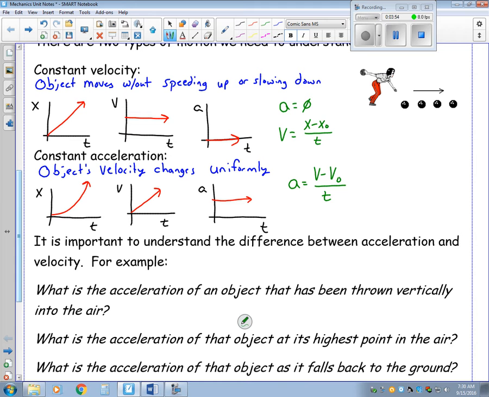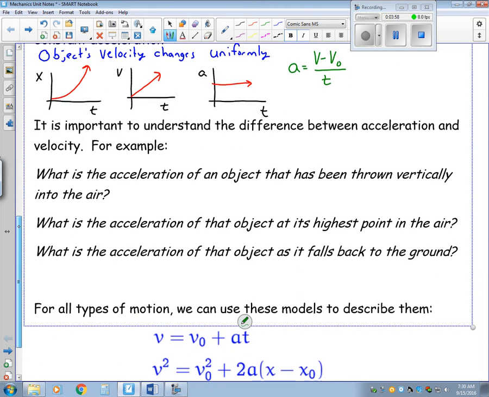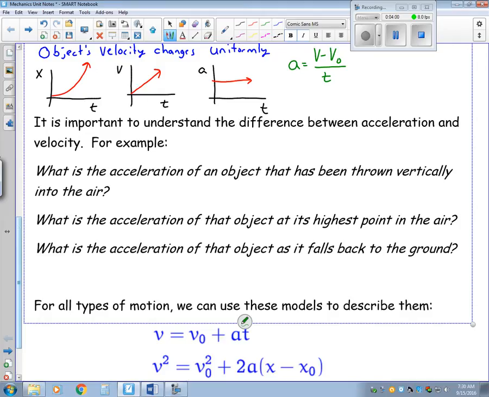We want to understand these differences between acceleration and velocity. So, for example, what is the acceleration of an object that's been thrown vertically into the air? Well, if we think about it, as soon as the object leaves your hand, it begins to slow down. So it does experience an acceleration. And as it slows down, it's going to move slower and slower and slower until it reaches 0. Turns out that that acceleration is negative 10 meters per second for every second it's in the air.